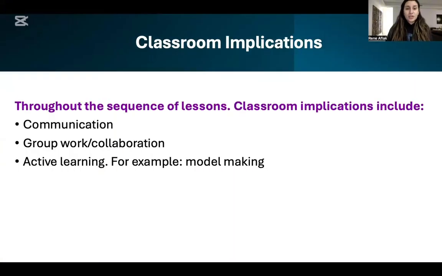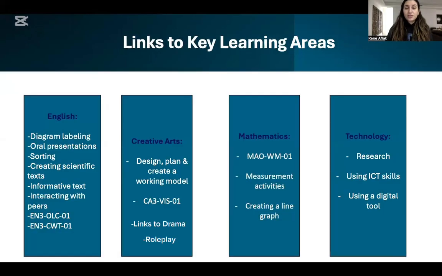Classroom implications. Throughout the sequence of lessons, classroom implications include communication, group work, collaboration, active learning, for example, model making. Links to key learning areas. English links include diagram labeling, oral presentation, sorting, creating scientific text, informative text, interacting with peers. Also, the English outcomes EN3 OLC01, EN3 CW201 were used.